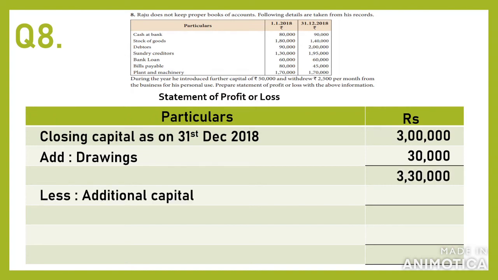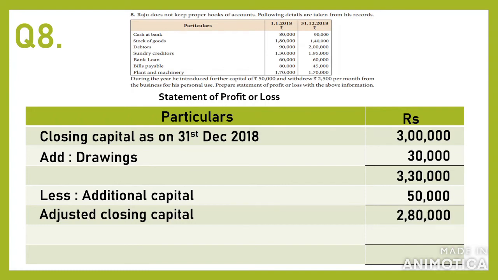And from this, you will reduce the additional capital. So what is the additional capital introduced? In the problem, it has been given that he introduced a further capital of 50,000. Okay, so this 50,000 is nothing but the additional capital. So you reduce the additional capital of 50,000, you get the adjusted closing capital, which is 2.8 lakhs.